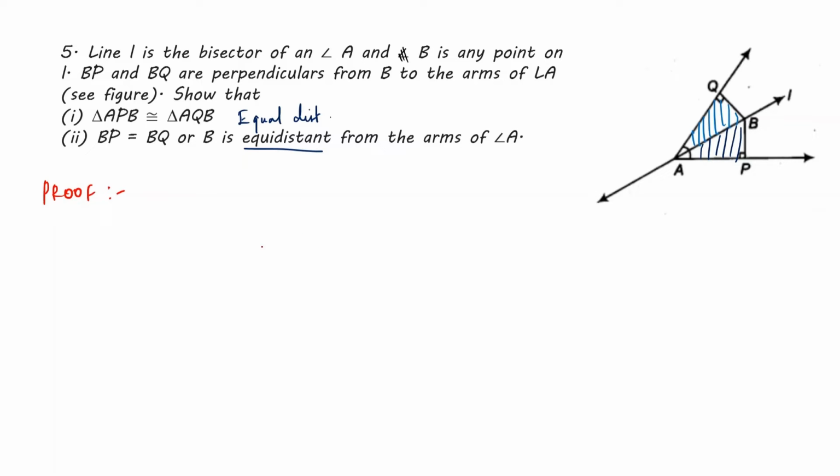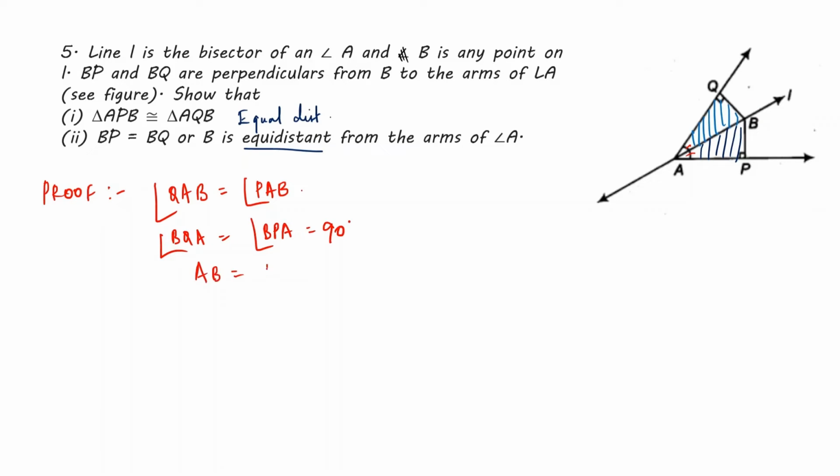Looking at the figure, from both the triangles, we could say that angle QAB equals angle PAB. Why? Because line L is the bisector of angle A. So it divides angle A into two equal halves. Also, we could say that angle BQA equals angle BPA, which is 90 degrees, because BP and BQ are perpendiculars from B to the arms of angle A.